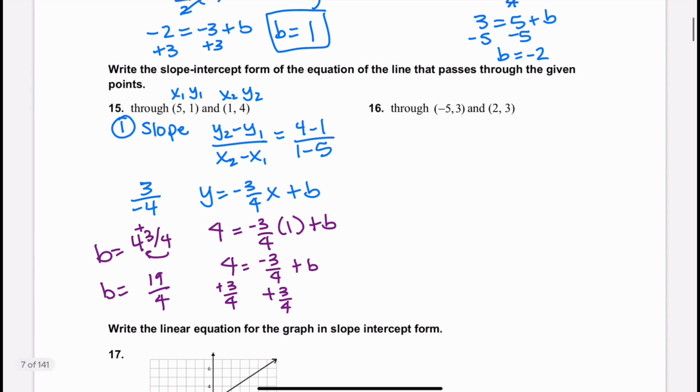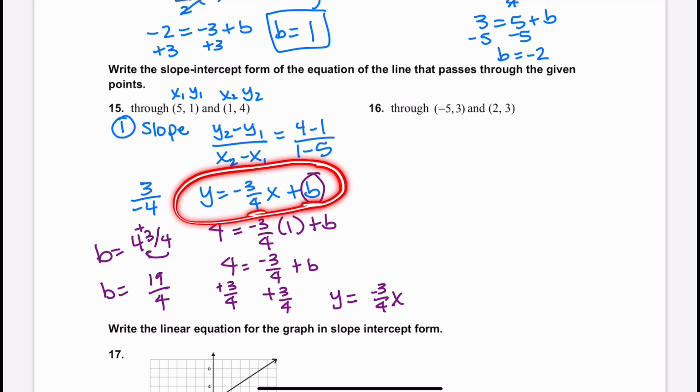So my equation is going to be y equals negative 3/4 x, and then my b right here, we're plugging everything in here. We want my m and my b. My b is 19/4.